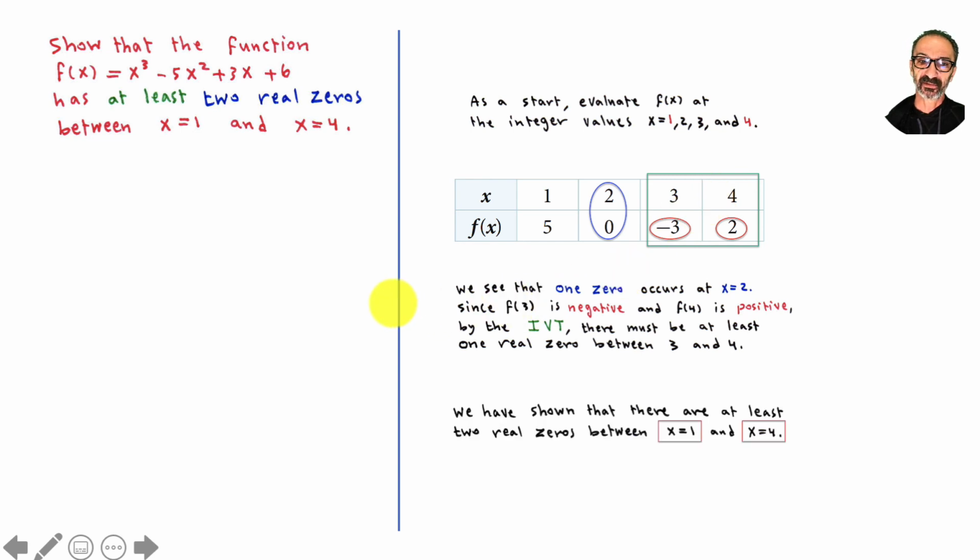We have shown that there are at least two real zeros between 1 and 4, answering the question. They're not asking me exactly what they are, to display the roots. This is just to show that there are at least. So we did. One, we found it exactly, and the other one lives between 3 and 4.